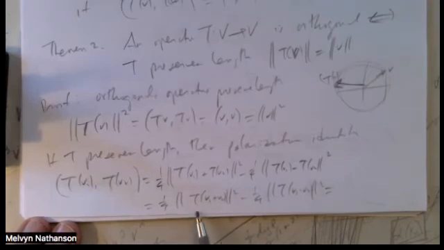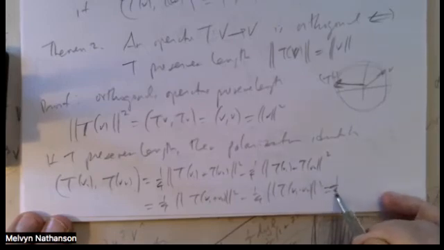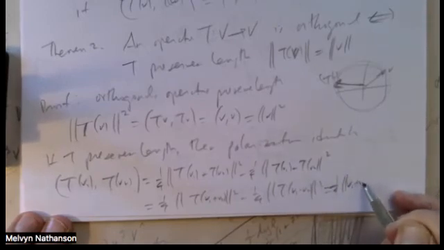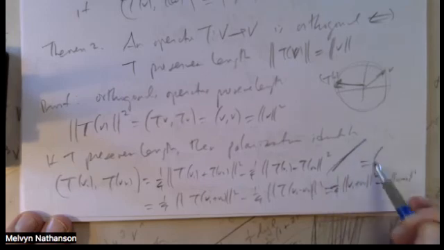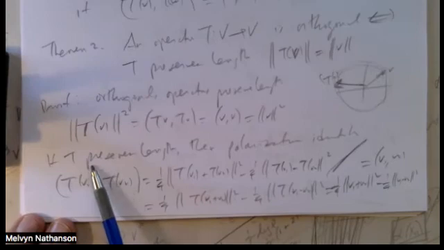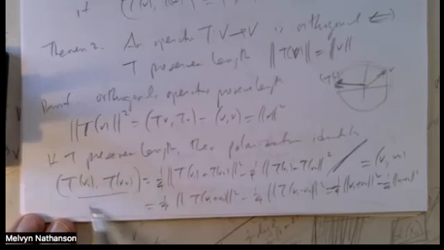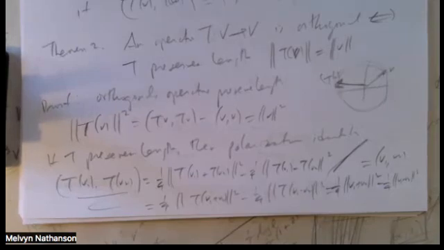But if T preserves length, the length of T of (v1 plus v2) is the same as the length of v1 plus v2. And similarly for the difference. And again, by the polarization identity, this is exactly the inner product of v1 and v2. So if an operator preserves lengths, it also preserves the inner product, and that means it's orthogonal.